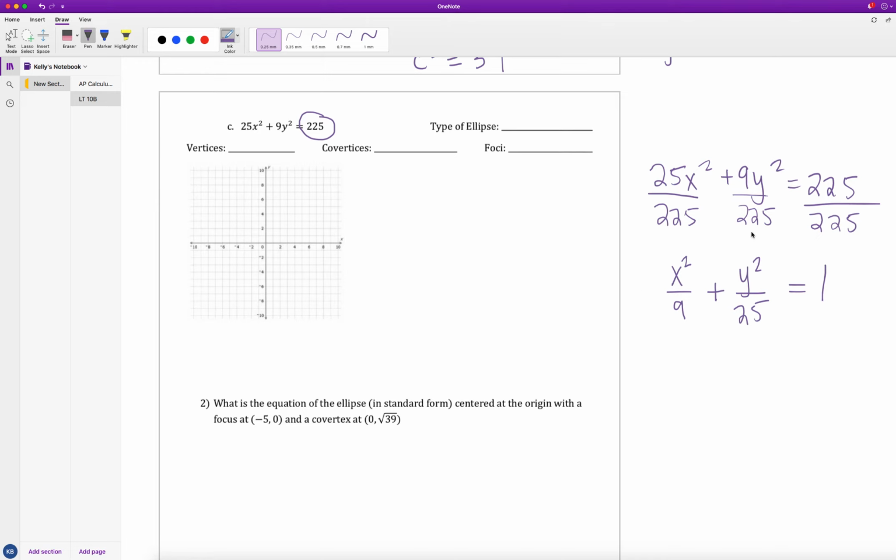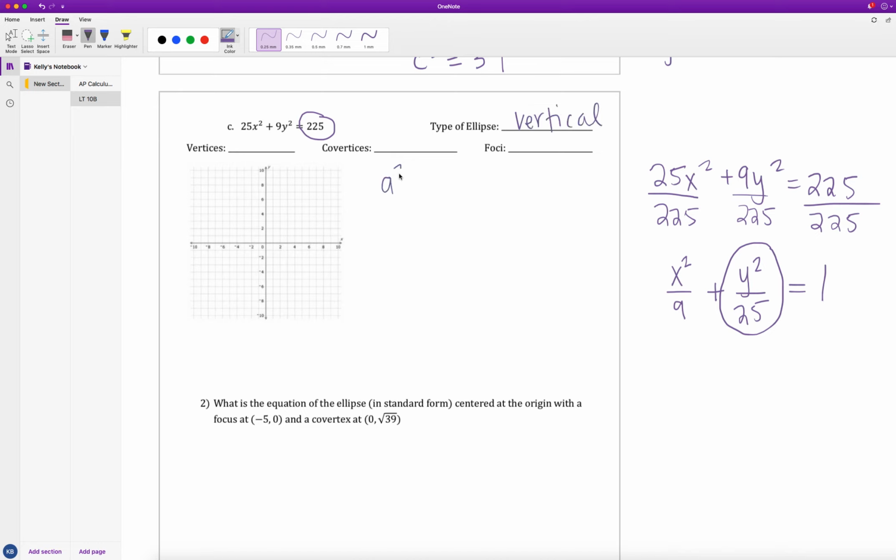This then will be my standard form. Now that I'm in standard form, I'm going to pay attention to which of the two terms are going to have the bigger denominator. So in this case, the y value does, which means that this is going to be a vertical ellipse.